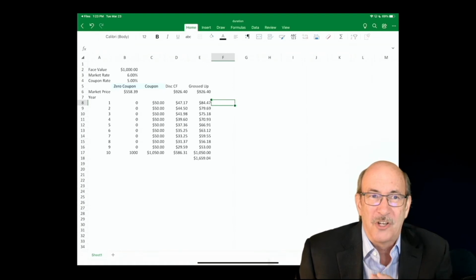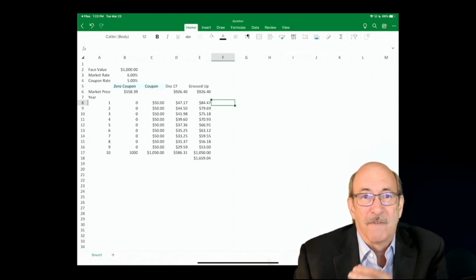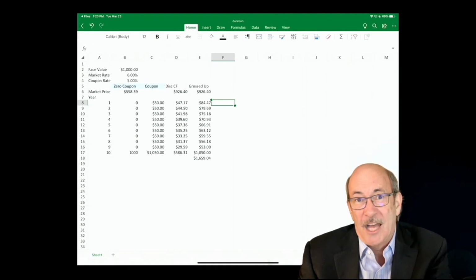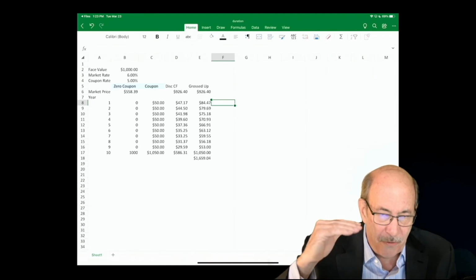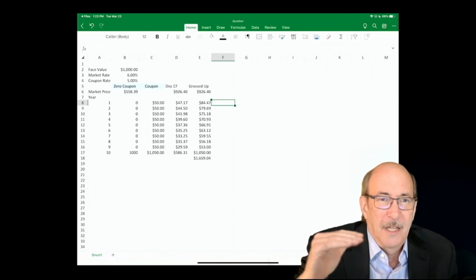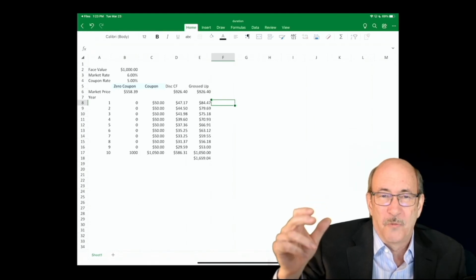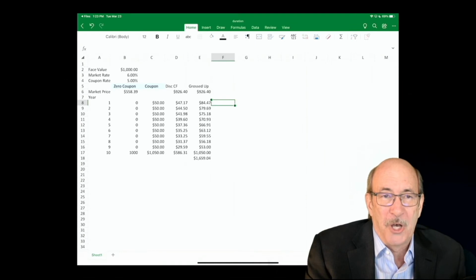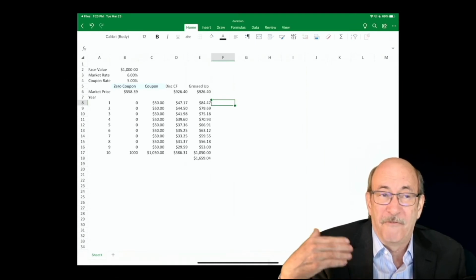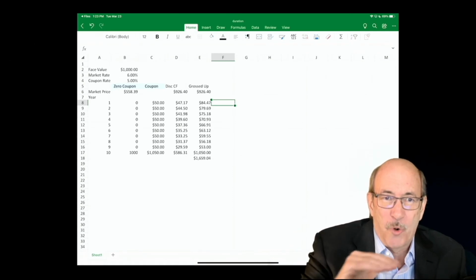So duration is a number, and actually that number is stated in terms of years. It's stated in terms of time. It's that number where if we hold the bond to that period of time, the gains that we make on the interest payments will exactly offset the losses that we suffer in the value of the bond, and we'll be able to fix the amount of money that we end up with at that point in time.